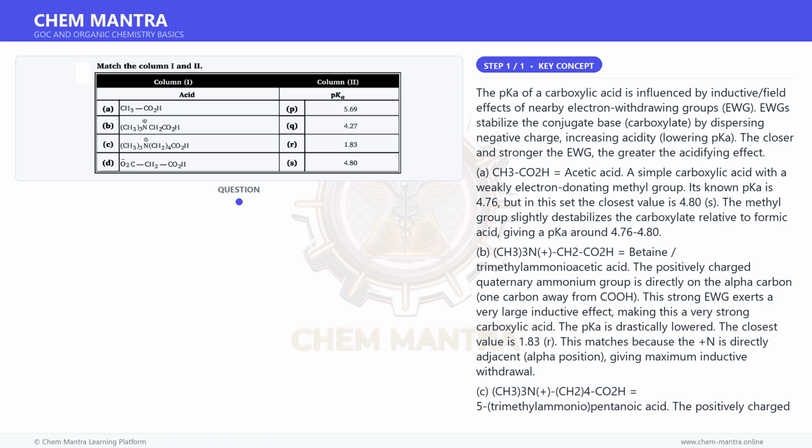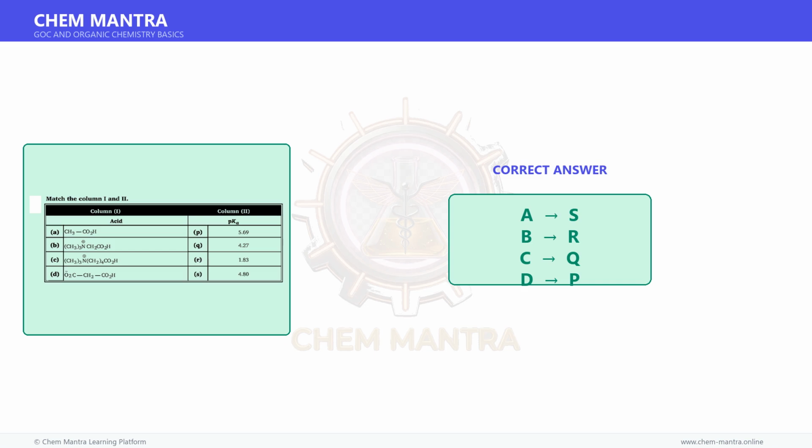Summary of matches. A, CH3CO2H, pKa 4.80, S. B, (CH3)3N+CH2CO2H, pKa 1.83, R. C, (CH3)3N+(CH2)4CO2H, pKa 4.27, Q. D, -O2CCH2CO2H, pKa 5.69, P. Therefore, the correct answer is A-S, B-R, C-Q, D-P. Therefore, the correct matching is A matches S, B matches R, C matches Q, D matches P.